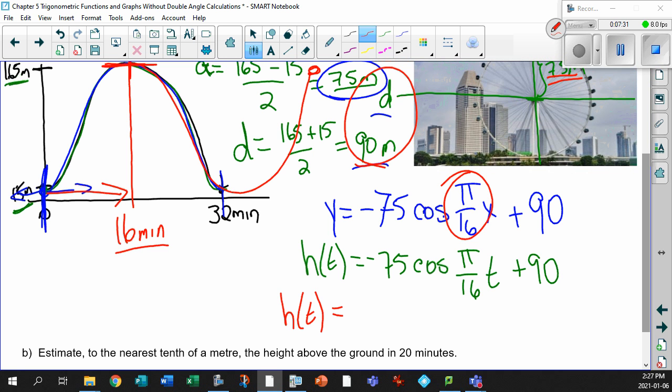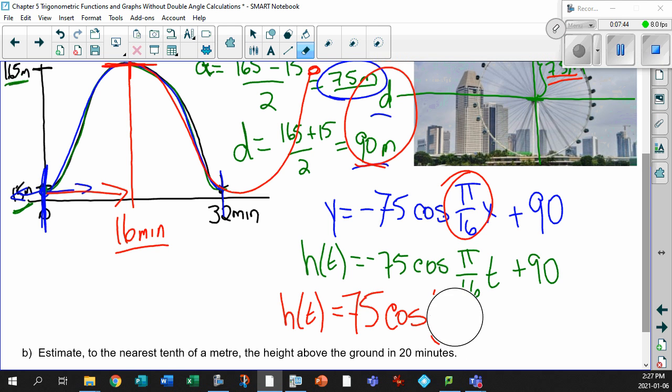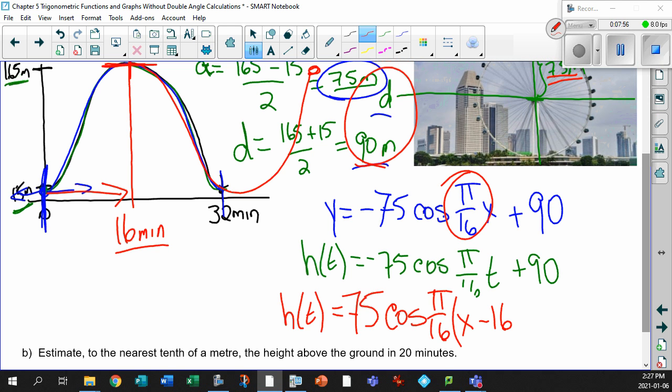It's still now not a negative anymore. It's a positive 75 cos. This value is still pi over 16, right? Well, I don't have to put a bracket there. I'm just going to eliminate that. It's still pi over 16. There's my b value. Now, my bracket means I shifted it to the right 16 minutes. So if I'm shifting it to the right, that's minus 16. There's that whole thing plus 90.